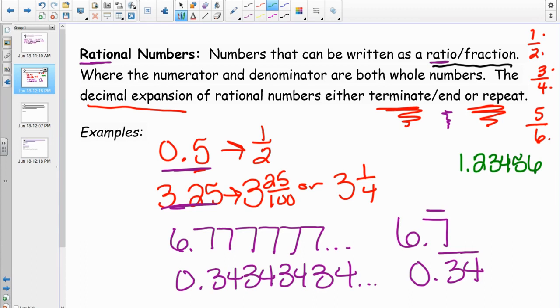Or it can repeat, which could be 5.345345. So you could write that as 5 and 345 thousandths, and then put the bar notation above the 345 to signify that that is repeating.